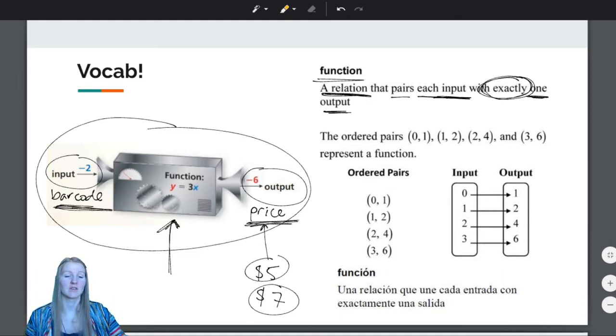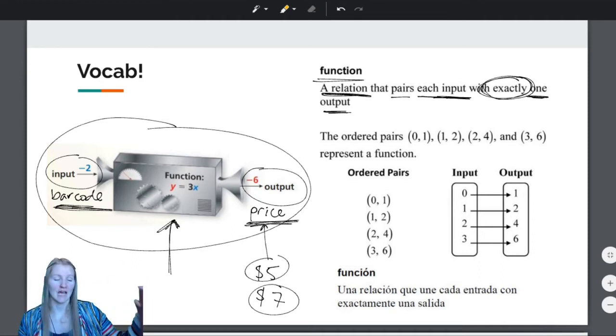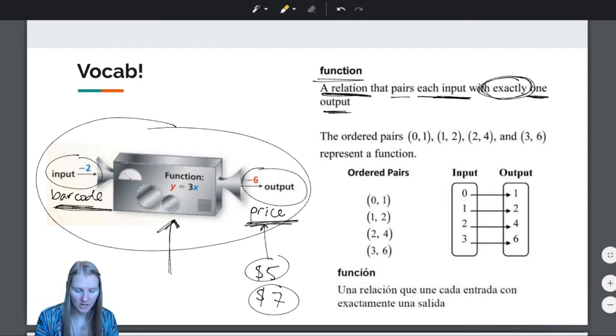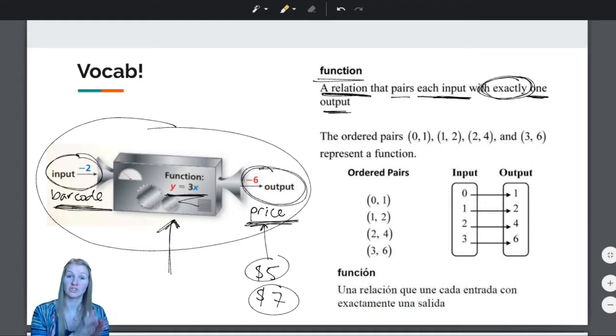So you can think of it like scanning barcodes at a store. Now, in our case, in algebra, we're not going to talk about barcodes and prices. We might in a word problem, but more generally, we are going to look at equations and numbers, because we can use equations and numbers to model real world situations like barcodes and prices.